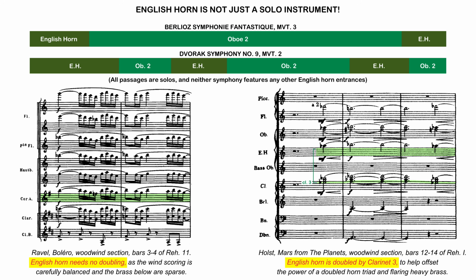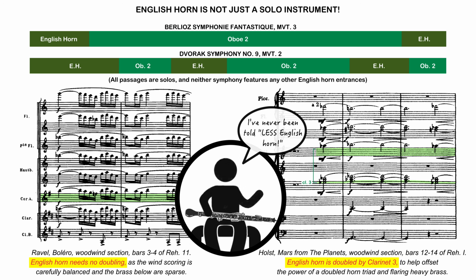The larger the orchestra, the more difficult the task of projection, as the mellow timbre of the English horn tends to get absorbed by the instruments around it, and by the stage itself. As I was told by a helpful oboist, I have never been told less English horn.